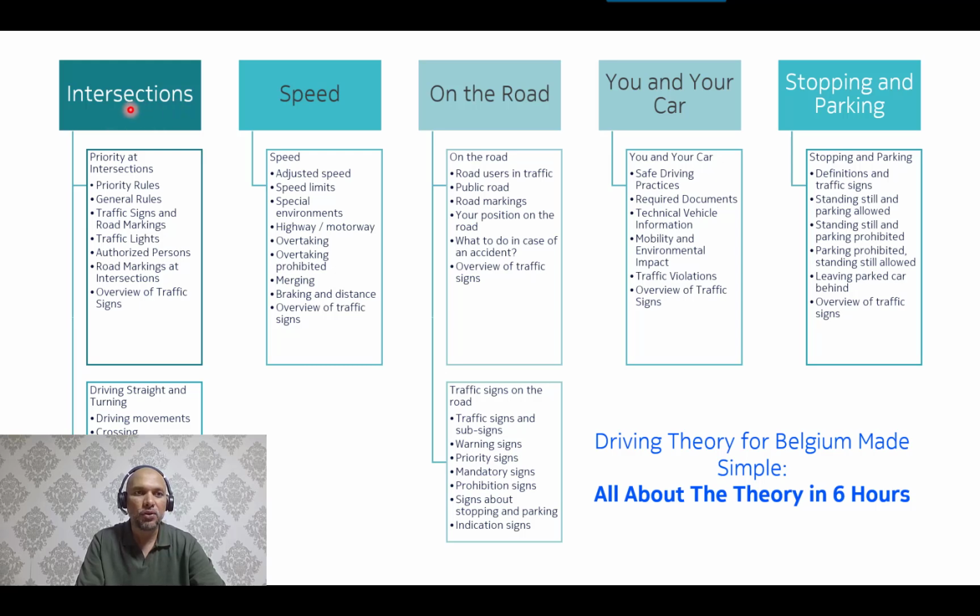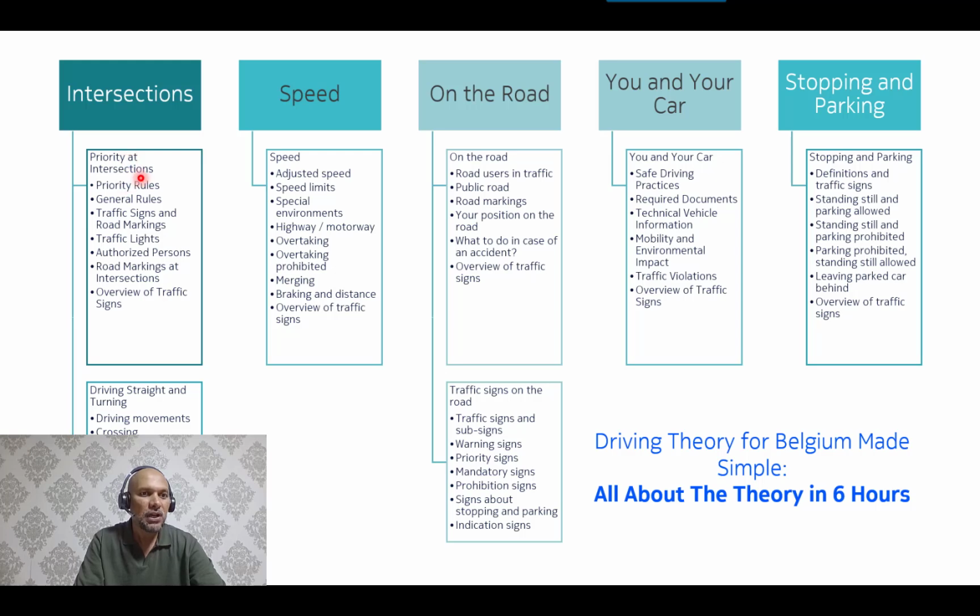We have 5 topics here: intersections or junctions, speed, on the road, you and your car. This is all about technical, and then stopping and parking. So when we start with the intersections or the junctions, we take 2 topics here: priority at the junctions and some maneuvers like driving straight and turning.